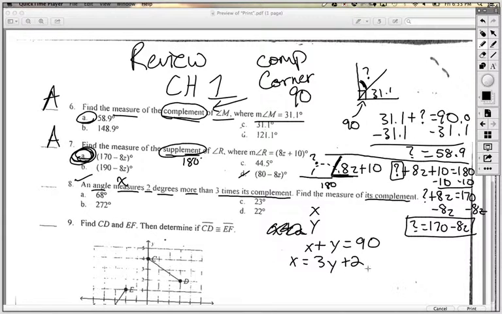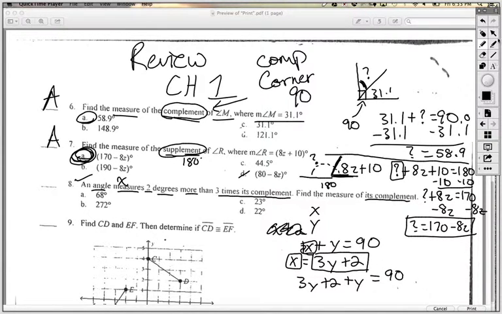Okay, so I guess we could make a substitution here. That's kind of interesting. I could take this thing and plug it in here for this x, because x equals this, and x is right there. Then I can substitute. That would give me 3y + 2 + y = 90.